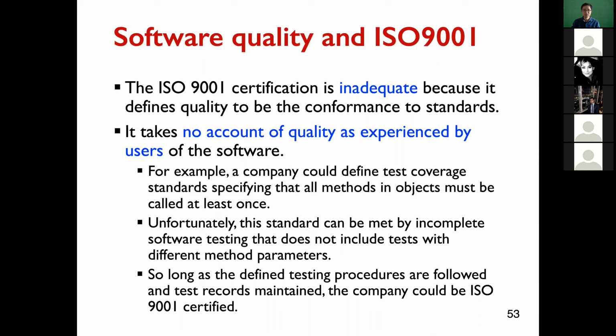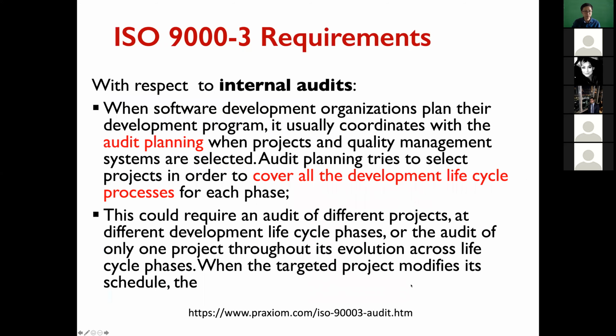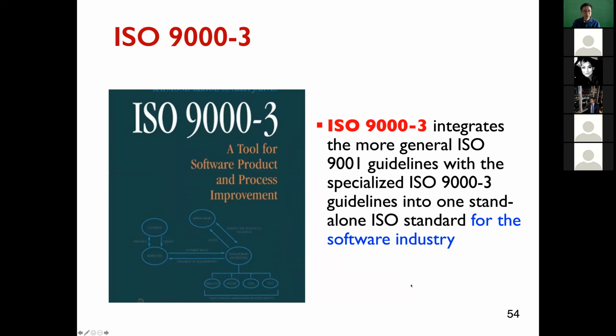So there's another standard, ISO 9000-3. Basically, this is an extension of the ISO 9001 standard, and it focuses on software quality. We don't go into the details of this standard, but you need to understand that ISO 9000-3 is a specific application of the ISO 9001 standard in software.